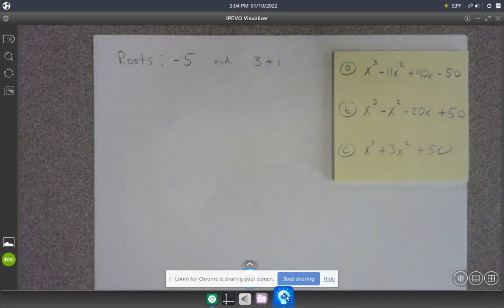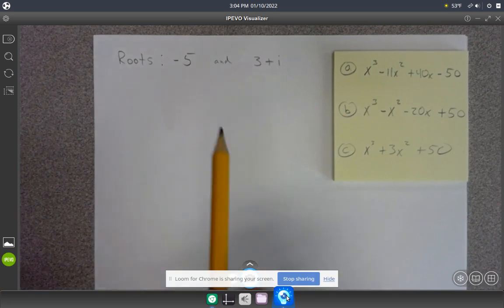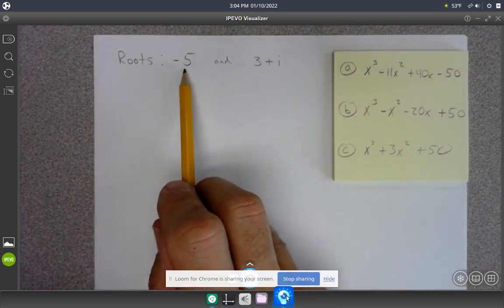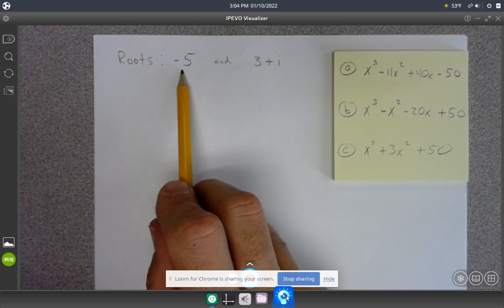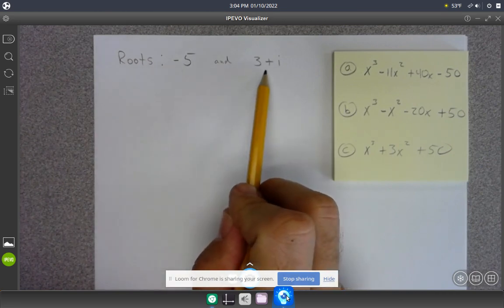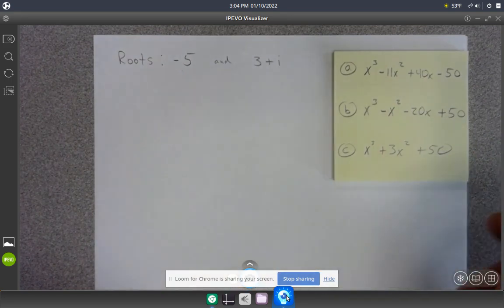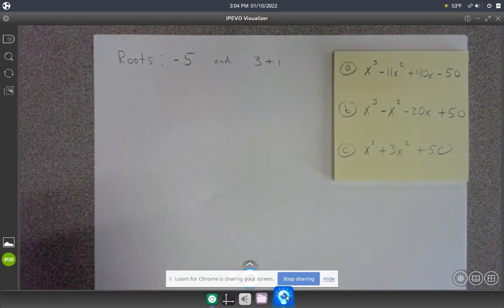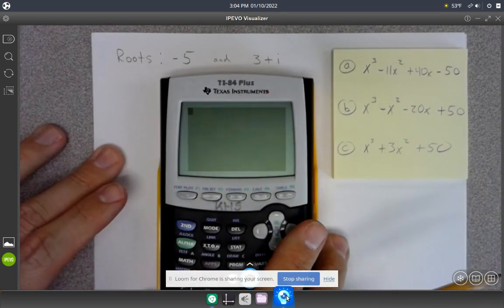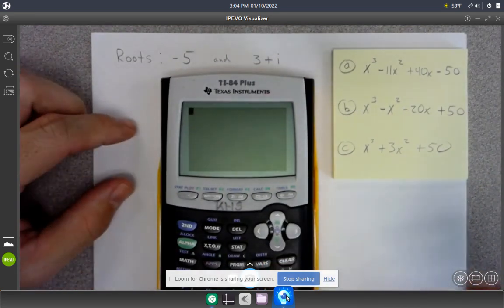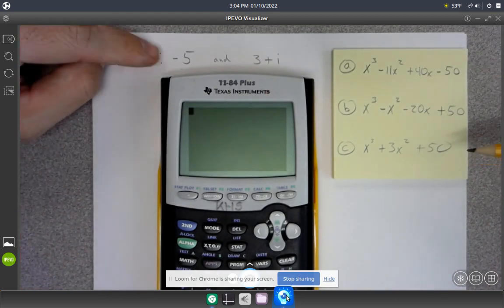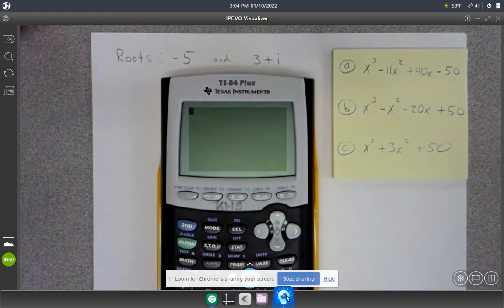Okay. So if -5 is a root, that means that when you plug it in for x, you should get 0. And the same goes for 3 plus i. Right? If this is a root, then whenever I plug it in for x on here, I should get 0 out of the equation. And so that's what I'm going to do. I'm just going to take my answer choices, and I'm going to plug in -5 for x, and I'm going to plug in 3 plus i for x.